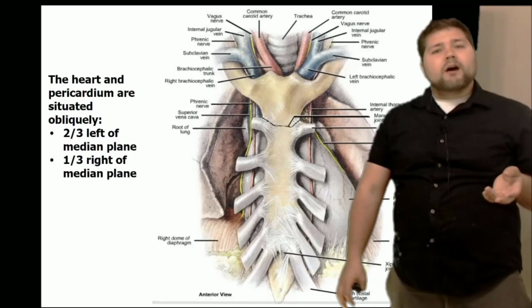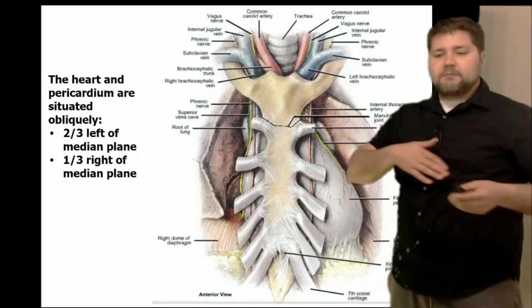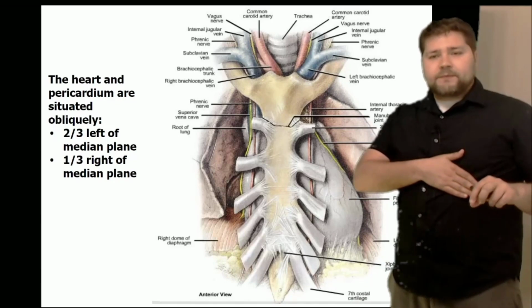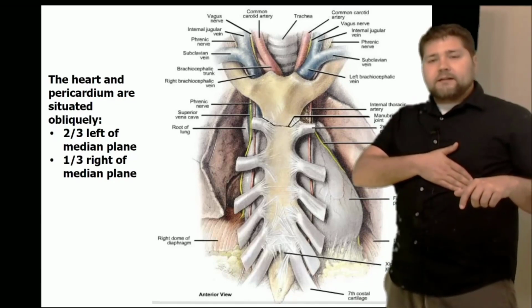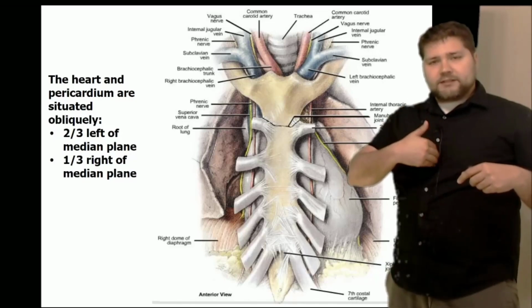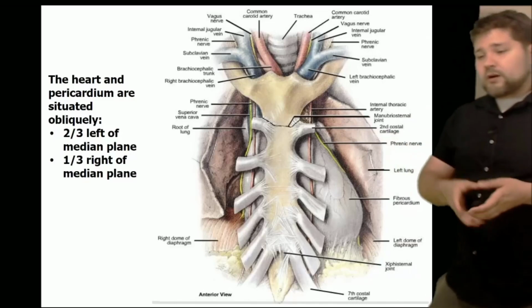As far as where the heart lies, so typically in your classic presentation, the heart is going to dip to the left side of the body. So we say it lies 2/3 left of the median plane. So the median plane is the one that's directly in the middle. And then you only have 1/3 on the right. So that's a classic example where a heart is on the left side.